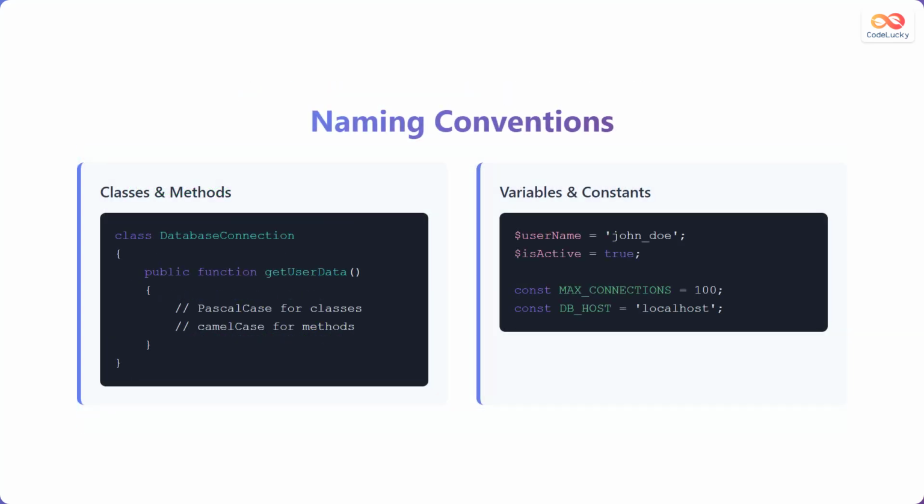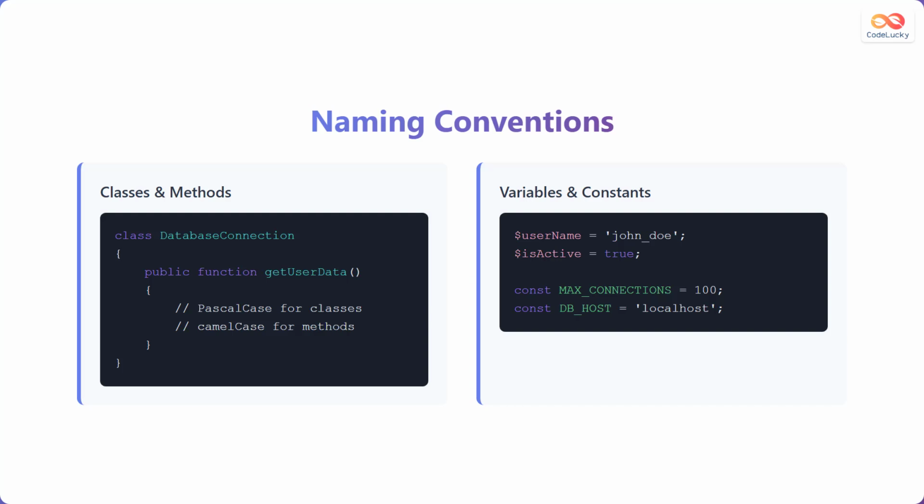Now let's talk about naming conventions. Using consistent naming conventions is essential for code readability. For classes and methods, PascalCase is used for classes like DatabaseConnection. For methods, camelCase is preferred, like getUserData.